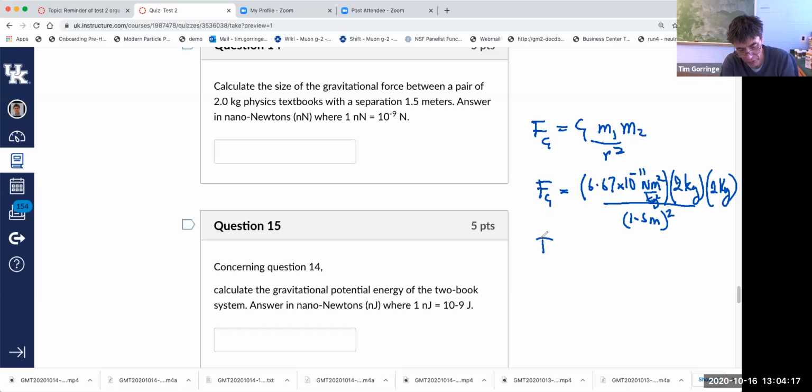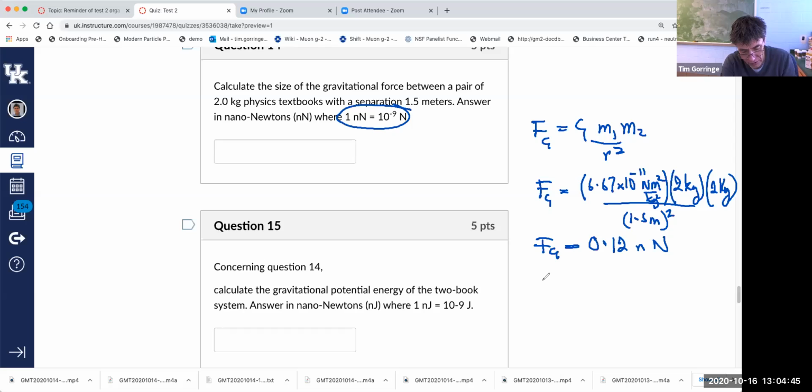And so if we plug all those numbers into our calculator, I already did it. I got a number, so it is 0.12 nanonewtons. It's 1.2 times 10 to the minus 10 newtons. But I've answered this question in nanonewtons, as is asked here.